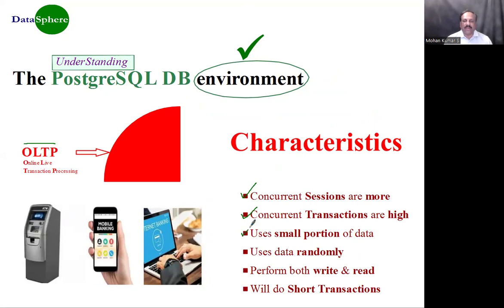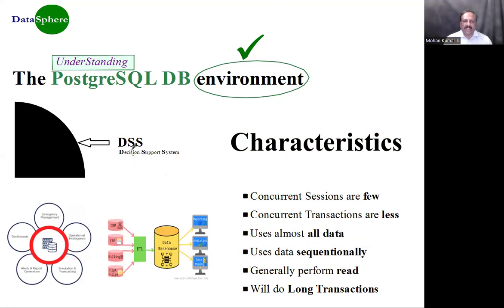We'll use a small portion of the data out of the available data. If you consider millions of account holders, our account is one account which we work on, and we'll use the data which is available randomly. We'll use it for both write operations as well as read operations, and we'll do short transactions because the amount of time it takes is very short. We call these throughputs.